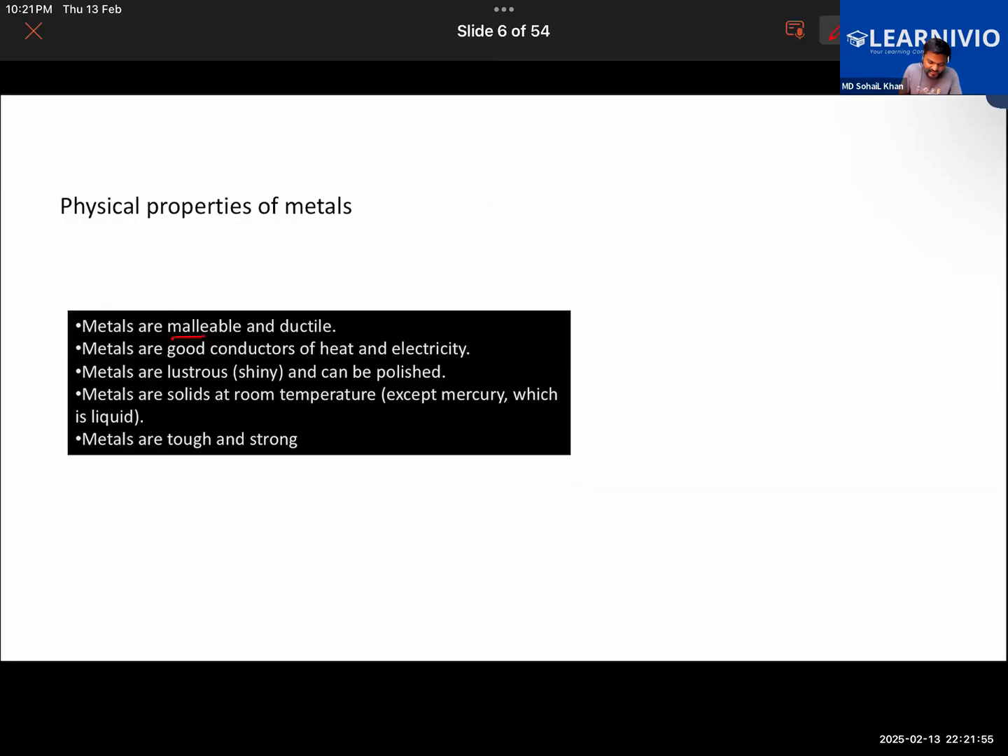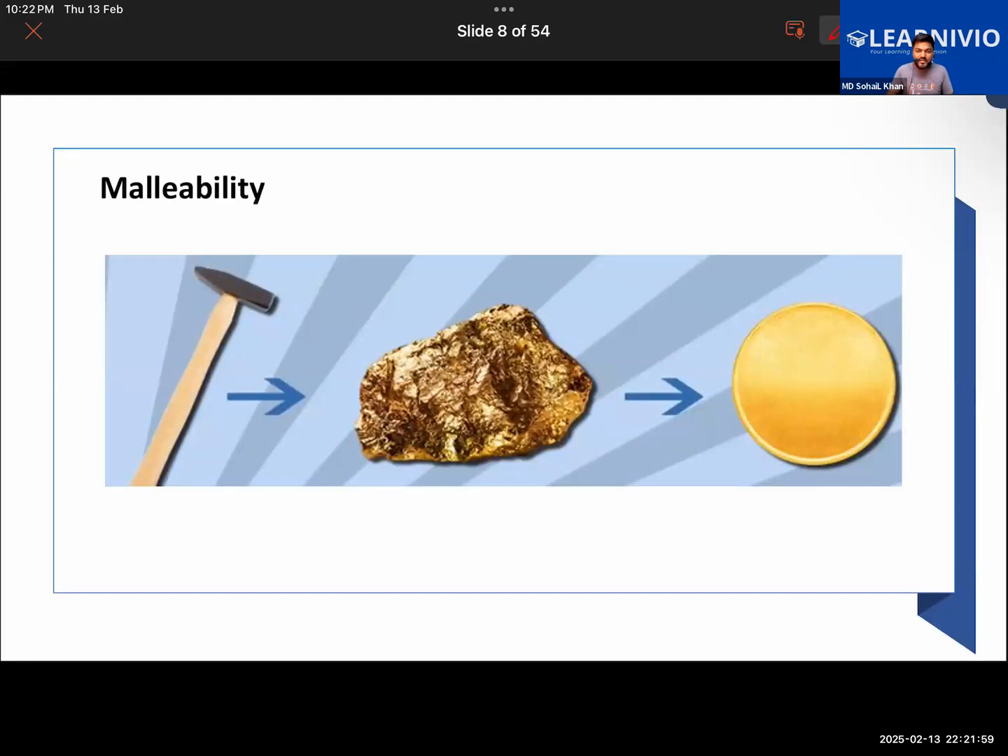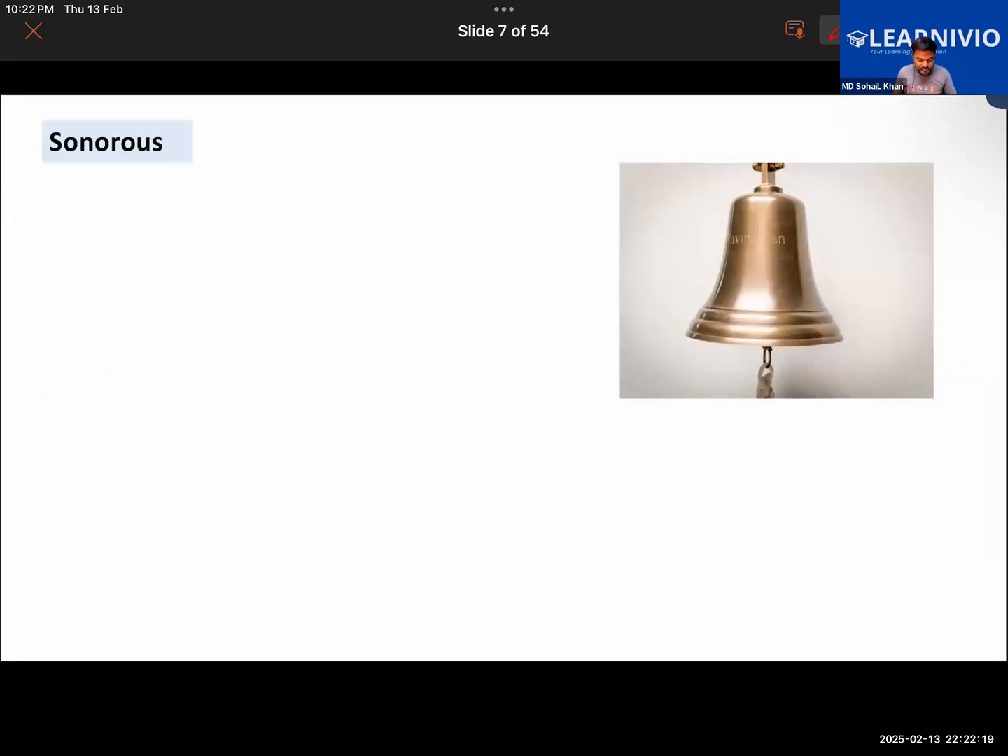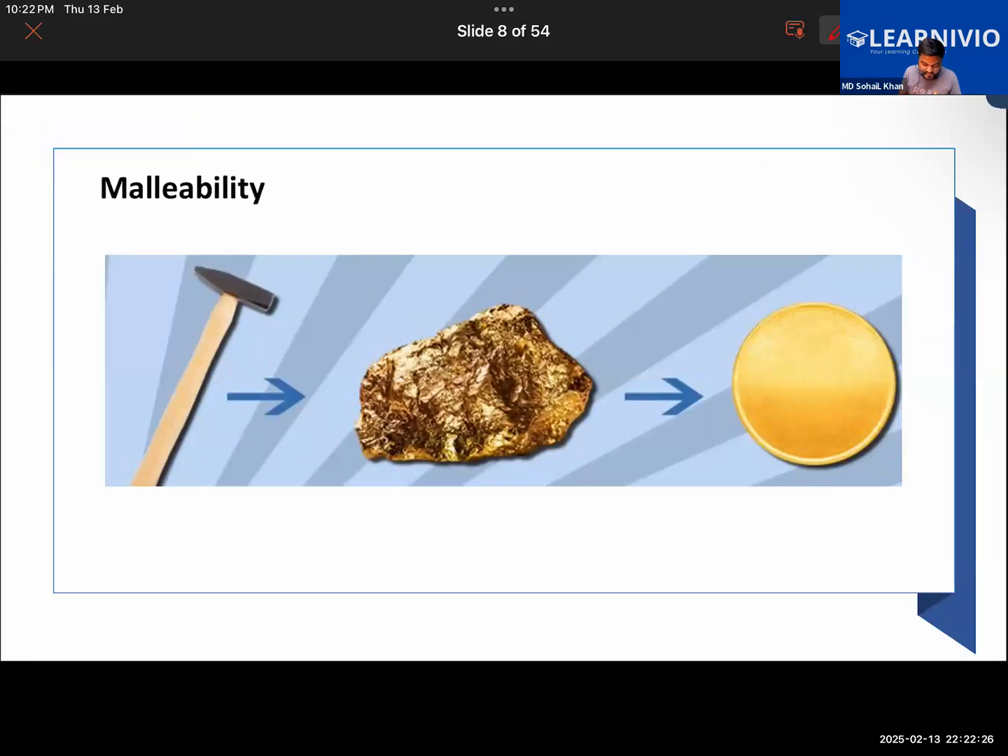they are malleable and they are ductile. Malleable basically means that you can hammer it, it can be pressed into thin sheets. It will not break, no? But if you were to hammer or press wood, it will break into pieces, no? So metals show the property of malleability, that they can be hammered or pressed into thin sheets without being broken. Another property is that they are good conductors of heat and electricity.